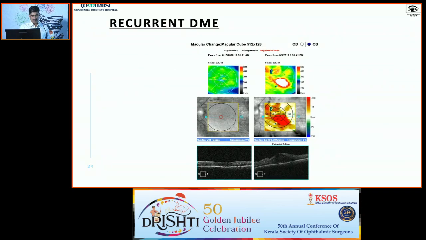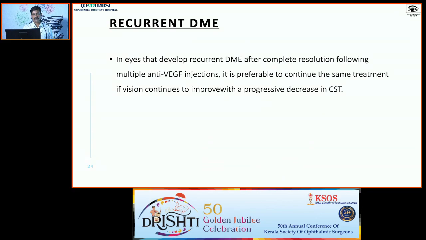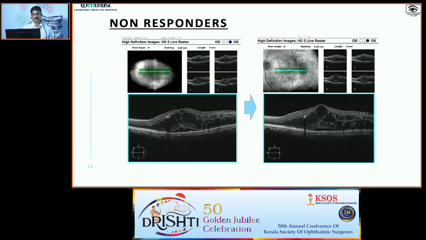Then recurrent DME: you have treated, the patient has responded well, gone back to the end point, but the patient recurred after stopping. Here what will you do? Here it is always better to start treating with the same drug which you have injected before, for which it has responded. No need to switch treatment.